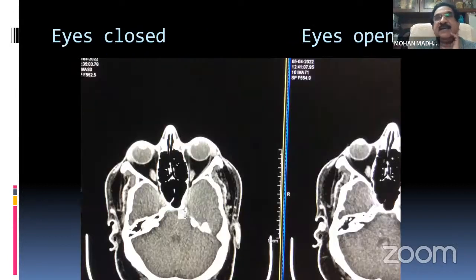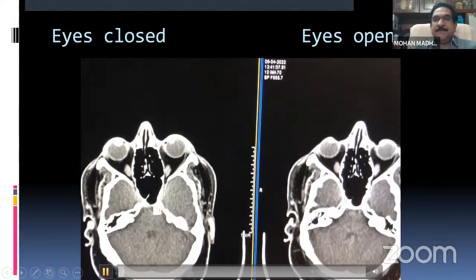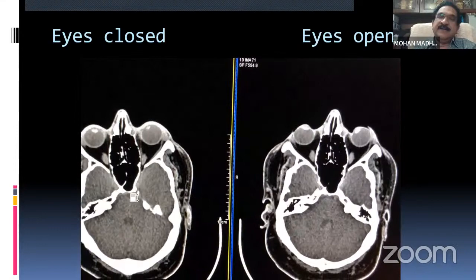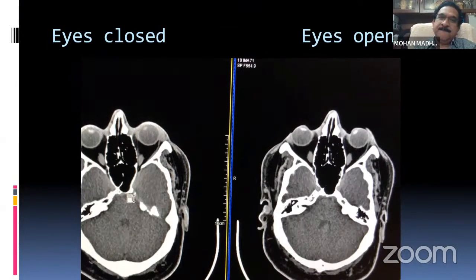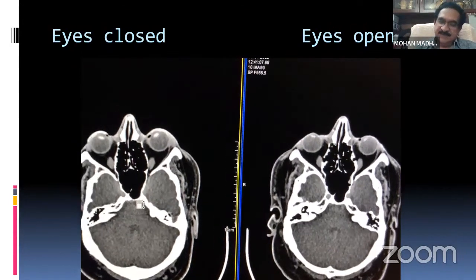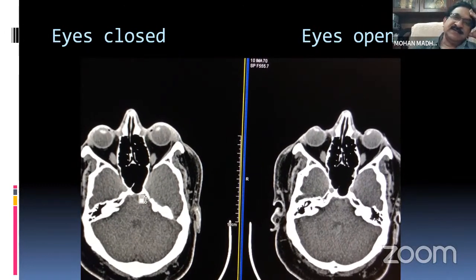So I did a repeat CT scan of the orbit with eyes open and eyes closed. This is with eyes closed on the right side. Left is closed, right is open. But it is still remaining in the adducted position. Again, I couldn't prove my point, and I was wondering how one person can do that.